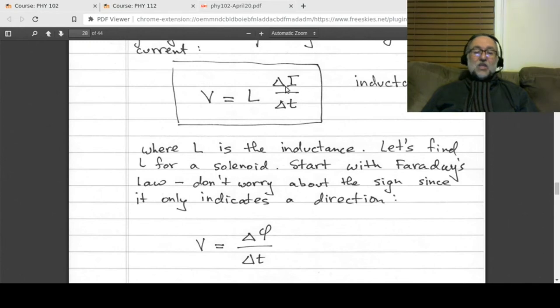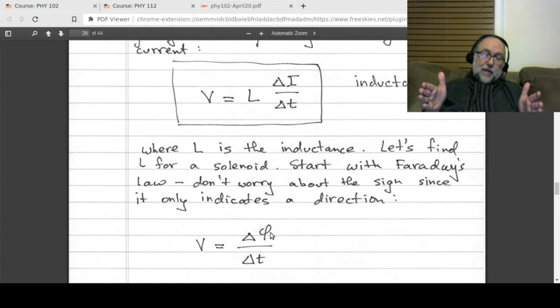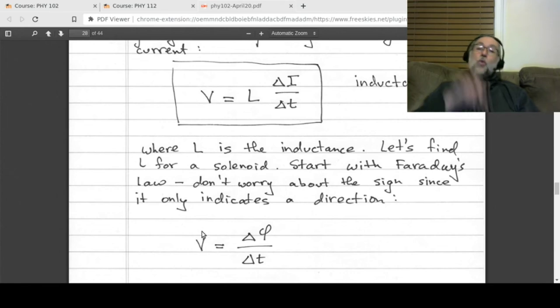Let's see what the relationship is between this and Faraday's law, because after all, it's Faraday's law which is responsible for pushing that current back up when it tries to decrease. Again, the current tries to decrease, that tries to change the magnetic field. The changing magnetic field means that there's a changing flux, and a changing flux means that there's a potential which boosts the current back up.